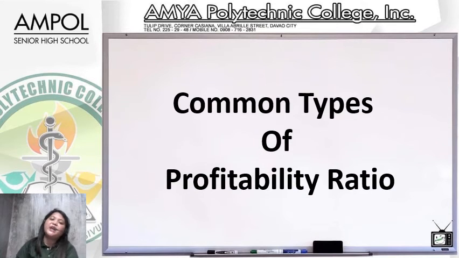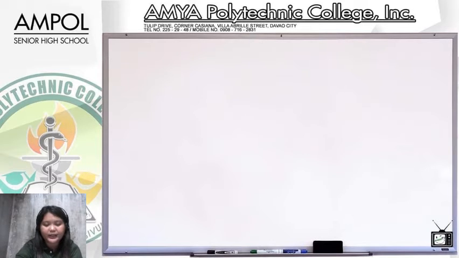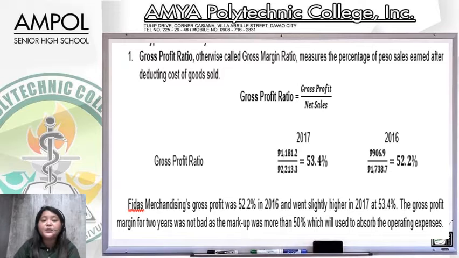So next, we have the common types of profitability ratio. The first one is the gross profit ratio, otherwise called the gross margin ratio. This measures the percentage of peso sales earned after deducting costs of goods sold. The formula for gross profit ratio is gross profit over the net sales.